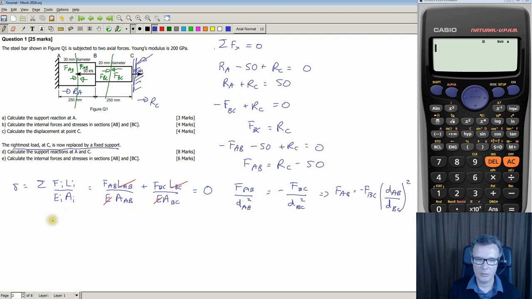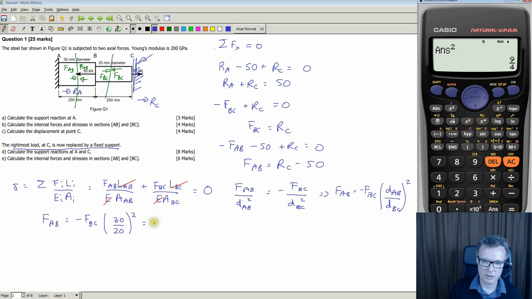So what we got, FAB equals minus FBC. The AB is the thick one, so that's the 30 millimeters, divided by the BC thin one, 20 millimeters, and we need to square it. So 3 divided by 2, square it, gives me 9/4. So minus FBC 9/4.